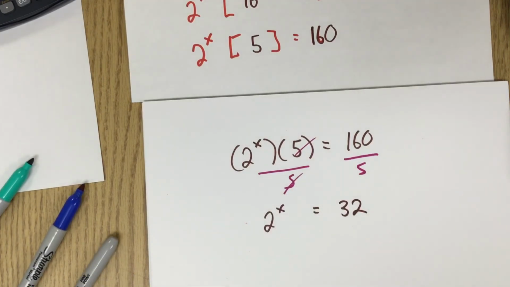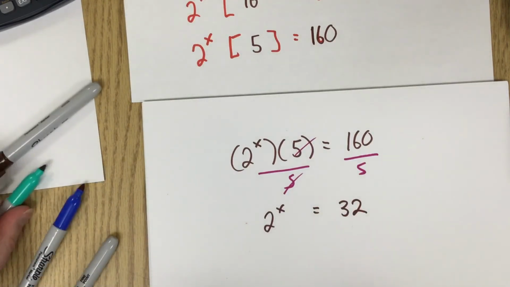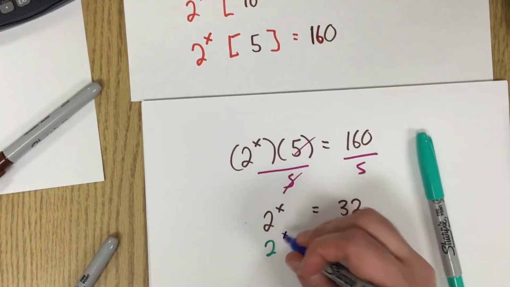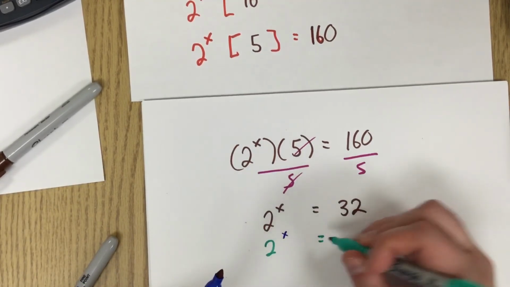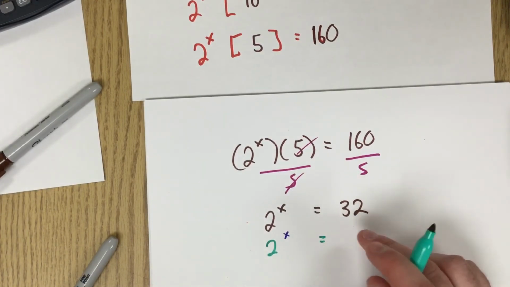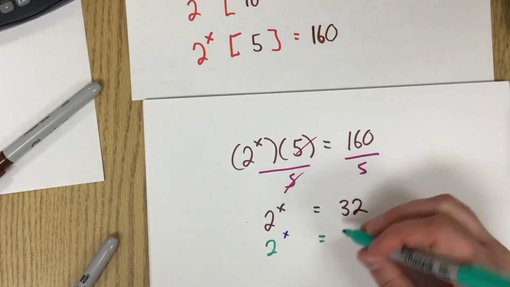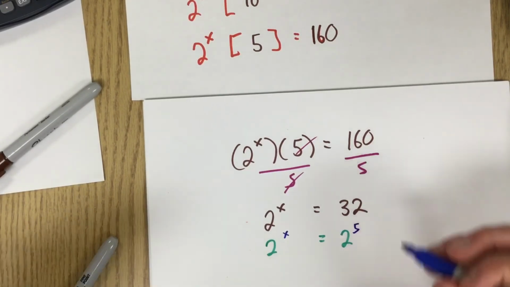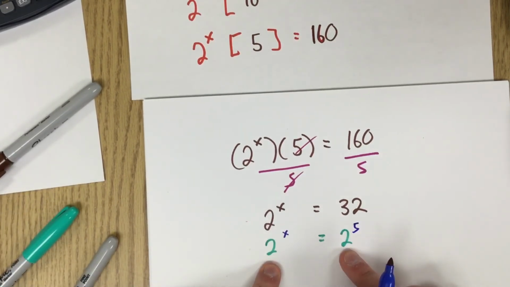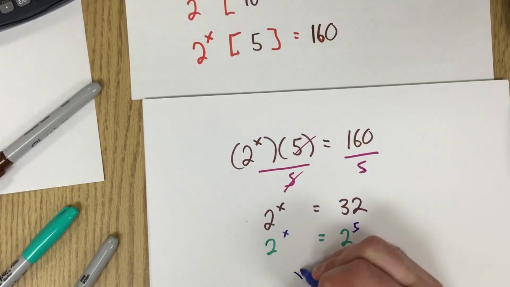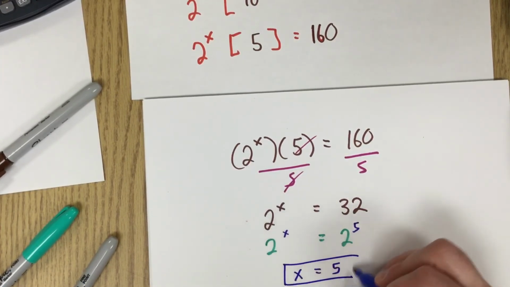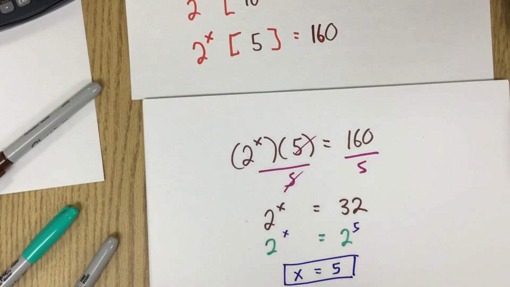To solve this, we're going to make them a common base. So it's going to be 2 to the x, and 32 is 2 to the 5. The bases are now the same, which means the exponents are the same, and no further work is required. x is going to be equal to 5.